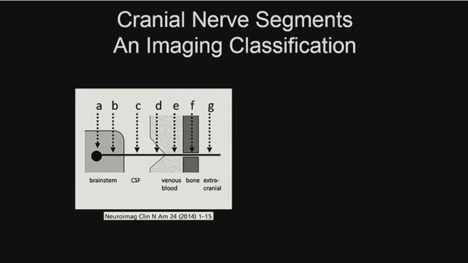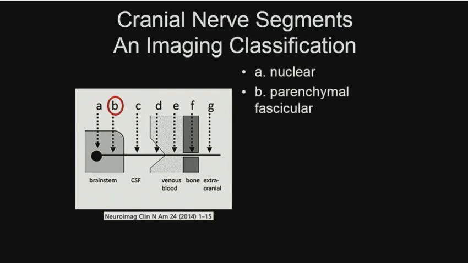And so we can divide the cranial nerves in a generic sense into the nuclear segment, the A segment within the brainstem. We can talk about the B segment, the parenchymal fascicular segment, where the nerve fiber bundles course together in the brainstem. Then the nerve exits the brainstem at the surface of the brainstem at its apparent origin to enter the cisternal segment, where it is surrounded by cerebrospinal fluid in the subarachnoid space.